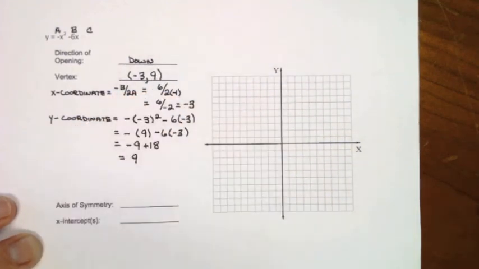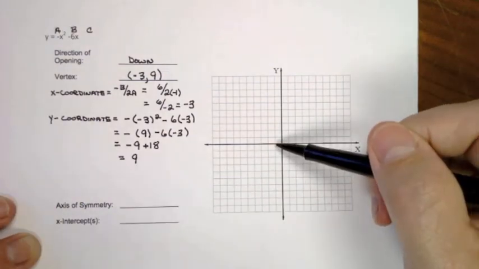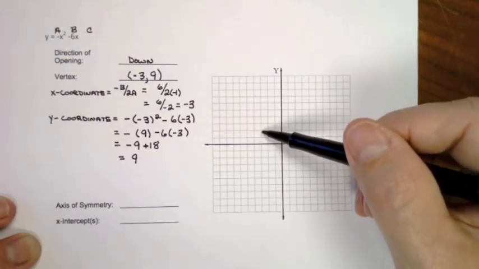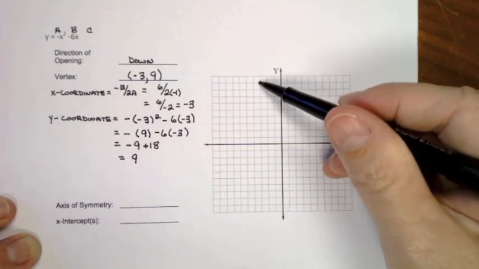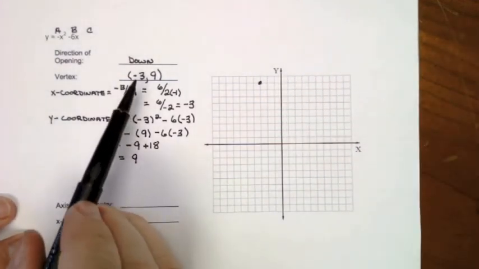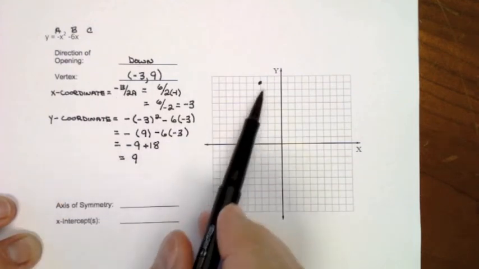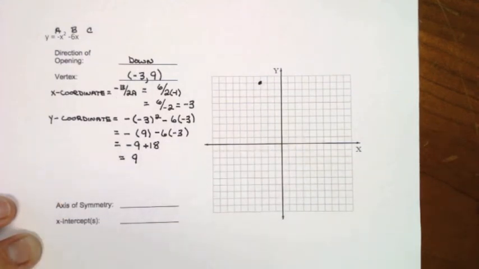I now have my x-coordinate and my y-coordinate. I can now graph that point. I go back 3, 1, 2, 3, up 9, 1, 2, 3, 4, 5, 6, 7, 8, 9. There is my vertex. And since I know it's opening down, it's going to be graphed in this direction.